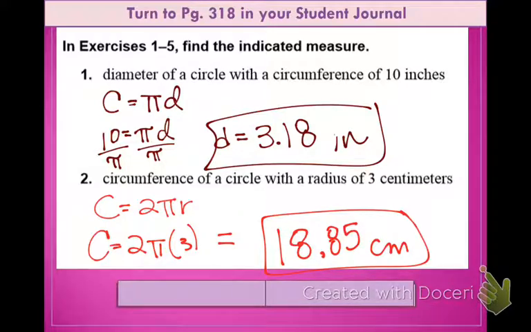Questions about either problem? I plugged it into the formula and then I ended up dividing it. So don't think of it as like a ritual of I just multiply it every time or divide it by pi every time. Just plug it in the formula and then go from there. Does that make sense? Like I used pi times d because I'm looking for the diameter. Then I knew the circumference was 10, so I plugged in 10 for c. Whereas here I was given the radius, so I plugged in 3 for the radius.